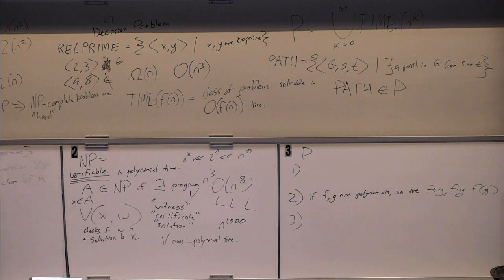Okay, so we say for A and B, any problems, regardless of the classes they reside in, we say that there's a polynomial time reduction from A to B if there exists a polytime computable function f such that x is in A if and only if f of x is in B, and x is not in A if and only if f of x is not in B. This is the definition of a reduction.